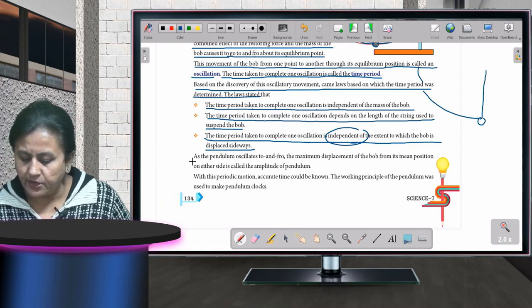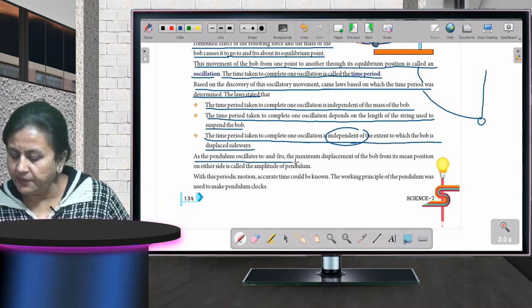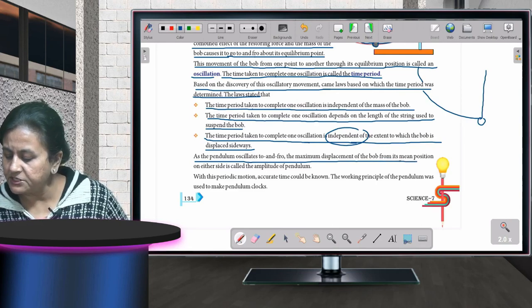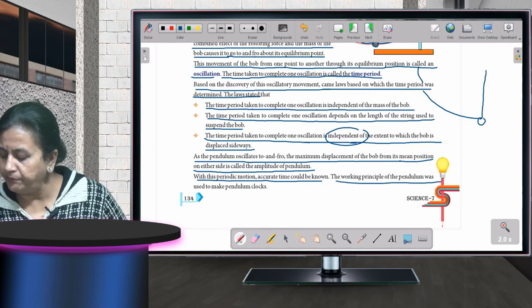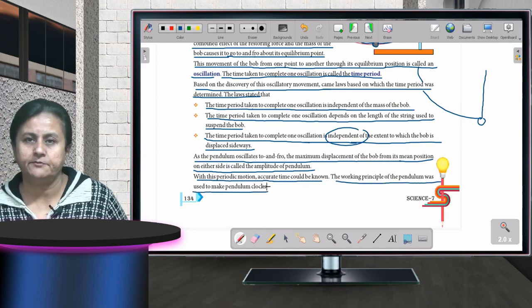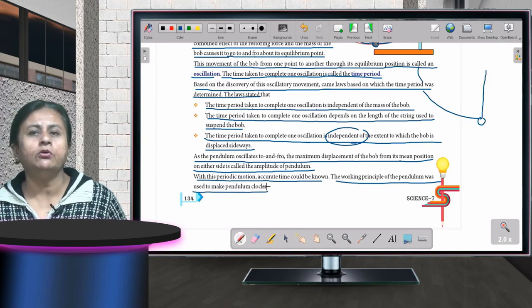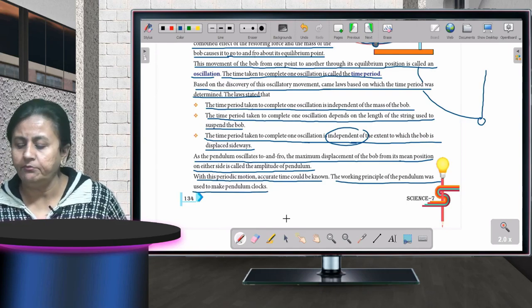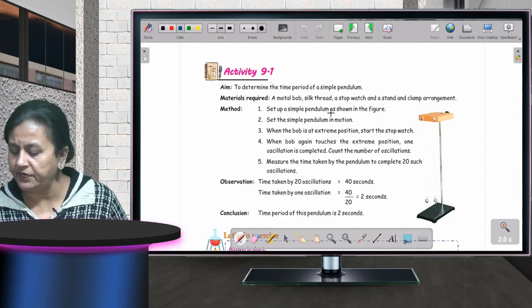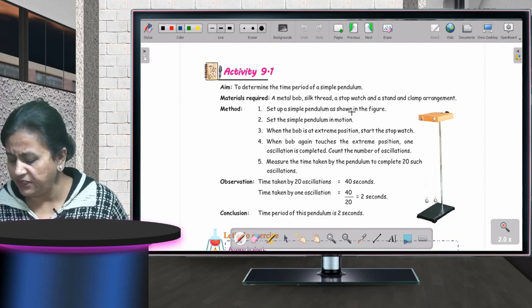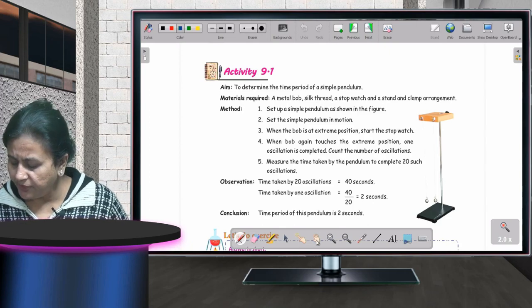As the pendulum oscillates to and fro, the maximum displacement of the bob from its mean position on either side is called the amplitude of the pendulum. With this periodic motion, accurate time could be known. The working principle of the pendulum was used to make pendulum clocks. With this principle only came the existence of pendulum clocks. Now, the next one is very simple to determine the time. This is an activity which you can read on your own, and there is nothing much to explain in this. You can just go through it.